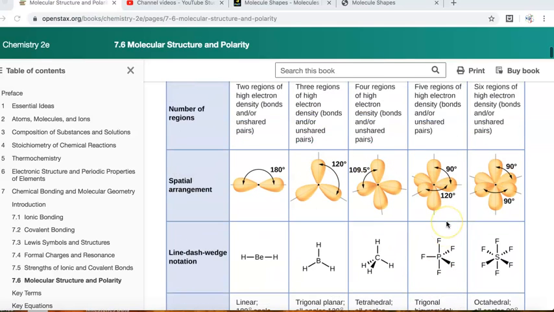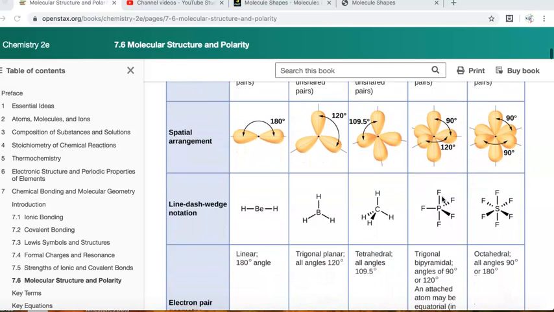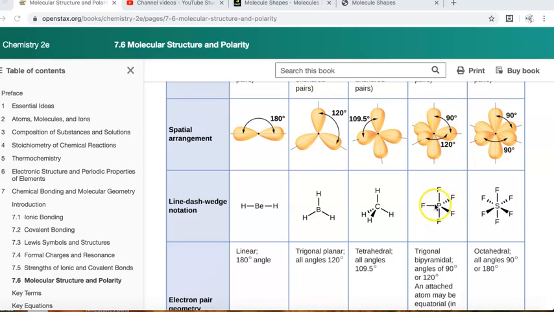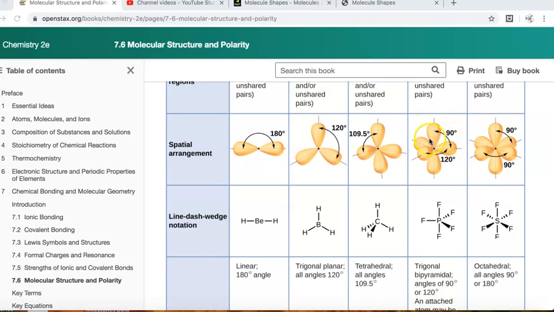And then when you have 5 regions of high electron density, that's referred to as trigonal bipyramidal. So trigonal bipyramidal, in this single plane you have 3 atoms, and then you have an atom going up and then down from that plane. And so you have some bond angles that are 90 degrees from one another, and the ones that are on the same plane are 120 degrees.